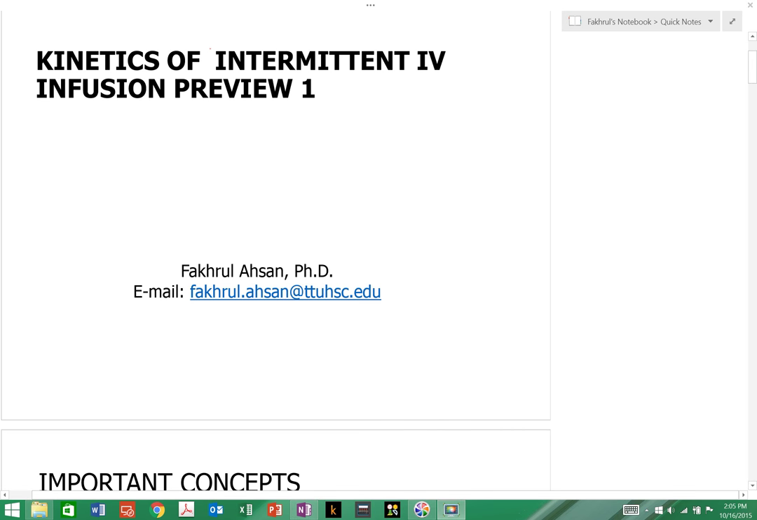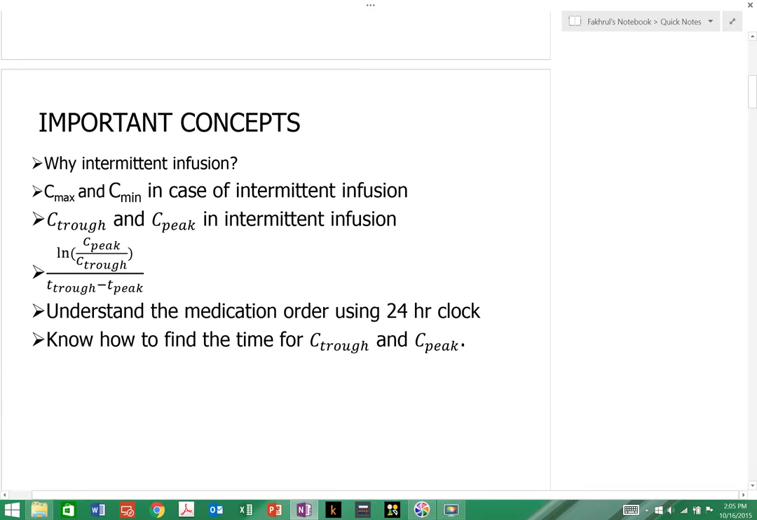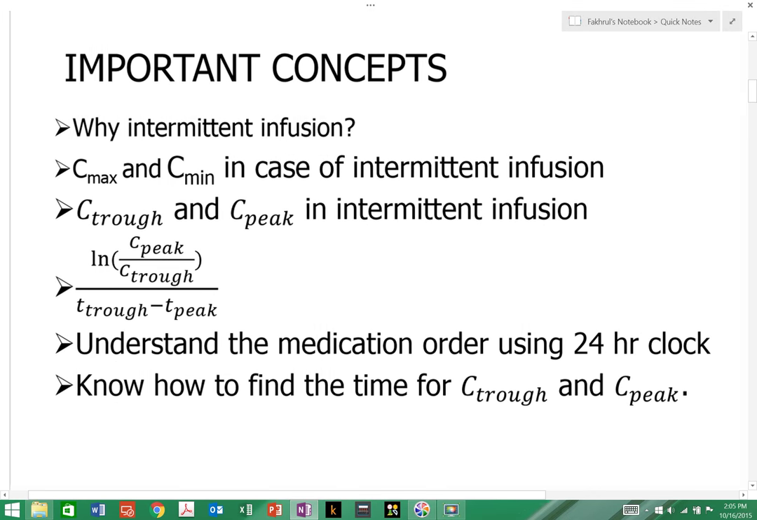Hello class. Today I will give you a brief video on IV infusion. I hope it doesn't go over 10 minutes. Some of the important concepts in case of IV infusion: you already know about what is Cmax and Cmin. But in case of intermittent IV infusion, it is something different.